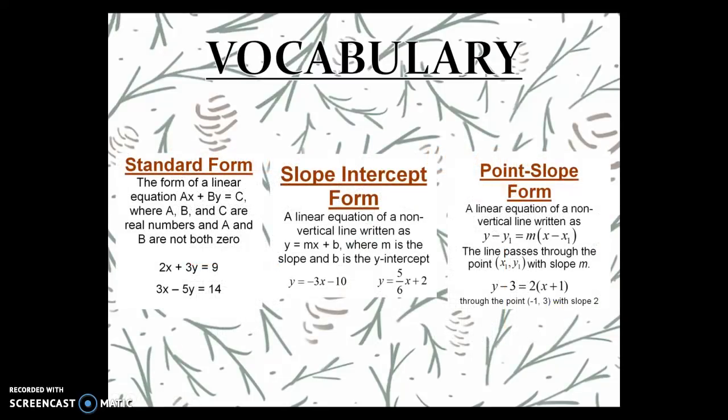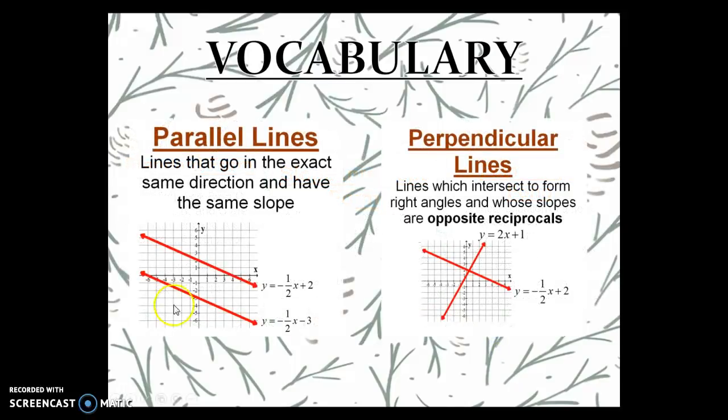Standard form is ax plus by equals c. It should be written like this. Slope-intercept form is y equals mx plus b. And point-slope form is y minus y1 equals m times x minus x1. Parallel lines have the exact same slope and never ever touch. Perpendicular lines cross at a 90-degree angle, and their slopes are opposite reciprocals. So this is positive 2 over 1, negative 1 over 2.